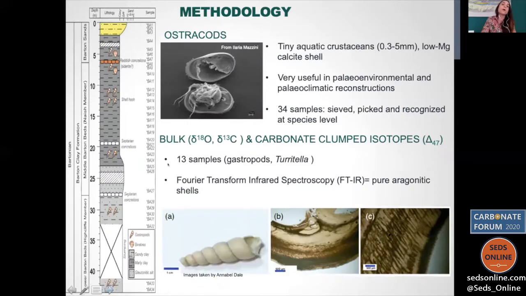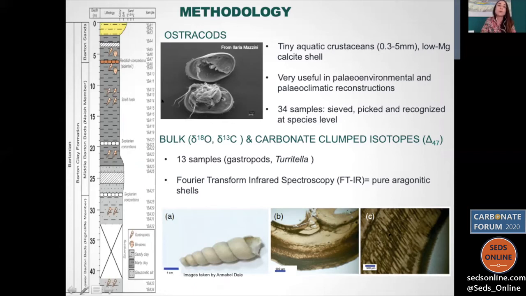Okay, so the almost 44-meter section has been lithologically described and sampled every 1 meter, more or less, by Cedric Jones and Annabel Dale. The bottom of the section is coarser and becomes finer going upward, and ends with a coarser level of very fine sands.